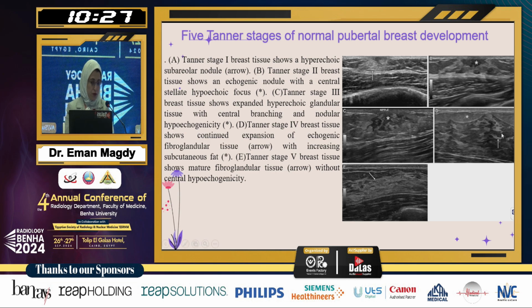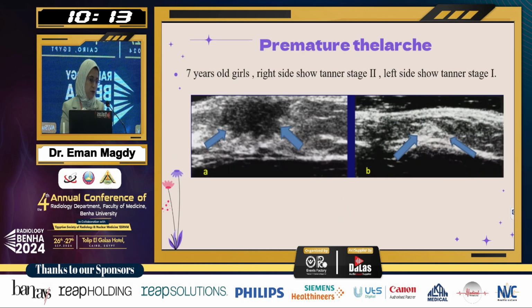Tanner stage 4 shows a continued expansion of the echogenic fibroglandular tissue with increasing subcutaneous fat. Tanner stage 5, breast tissue shows more fibroglandular tissue without central hypoechogenicity. So in this case, we are dealing with premature thelarche in a 7-year-old girl, with the right side showing Tanner stage 2 and the left side showing Tanner stage 1.